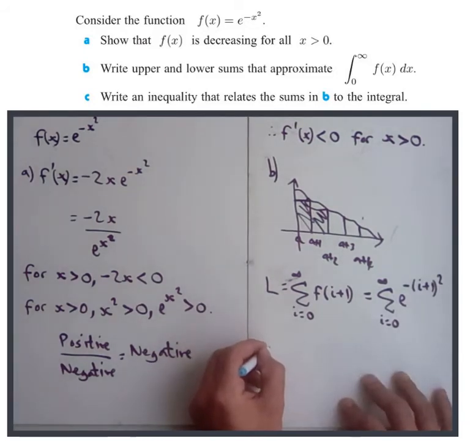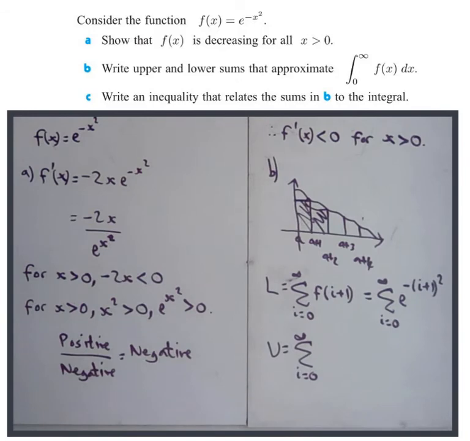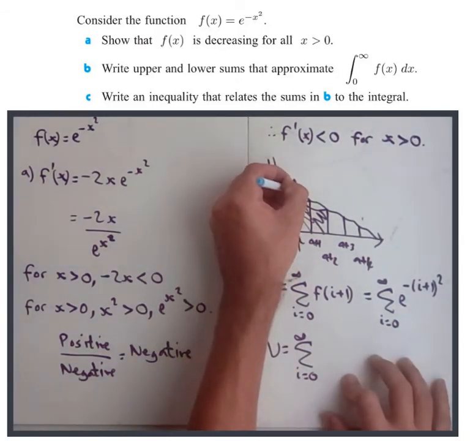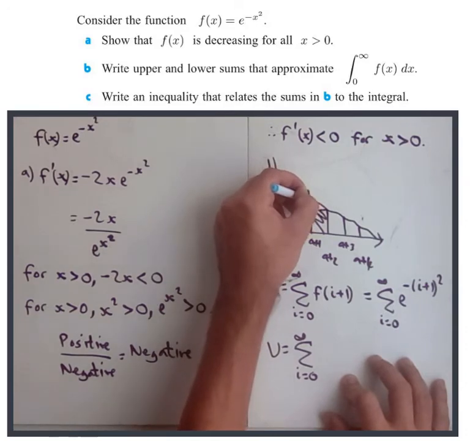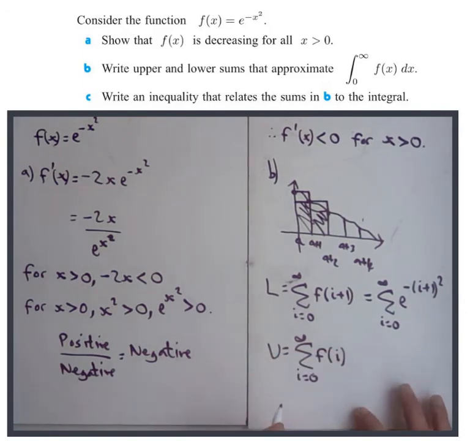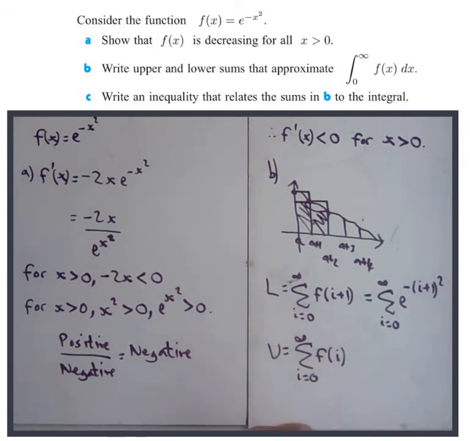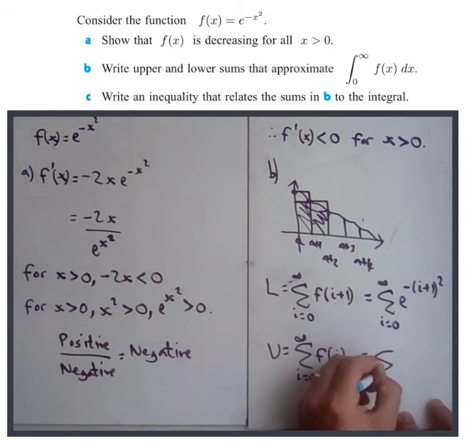Upper sum, well, that is going to look the same. So from i equals 0 to infinity, for an upper sum, we want to always be taking the left hand side, so we can actually start at 0 and then do 1. So we're going to do f of i. So f of 0 plus f of 1, as opposed to the lower sum where we did f of 1 plus f of 2 plus f of 3 and so on. Always the right hand sides for the lower sum, always the left hand side for the upper sum, because the function is decreasing. So that is going to be the sum from i equals 0 to infinity of e to the minus i squared.